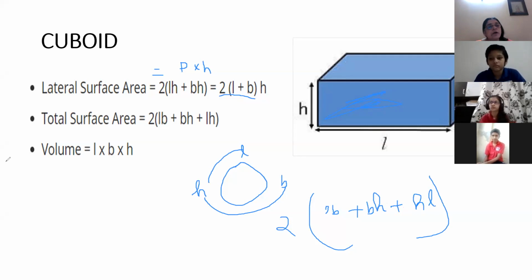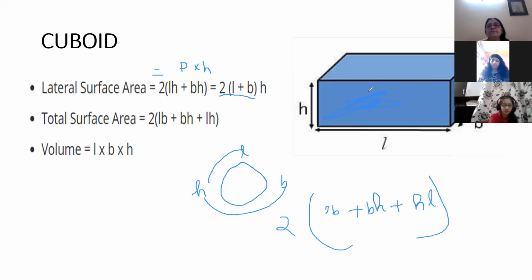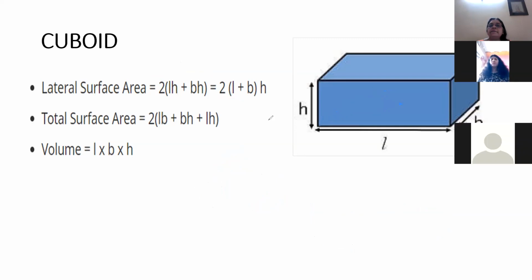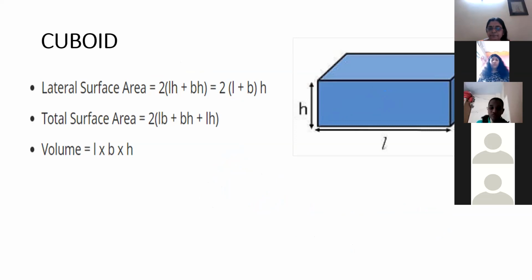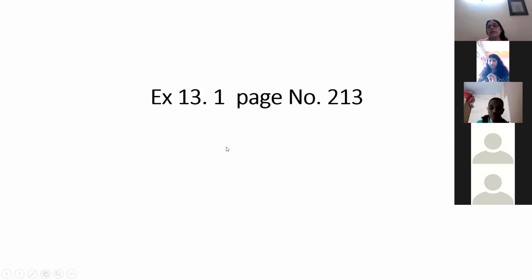Now, what is volume of this figure, cuboid? We write it as L into B into H. Fine. Clear, everybody, till here? Okay. So now we move to the next part, and that is the sums. We move to the exercise 13.1, page number 213 of your textbook.